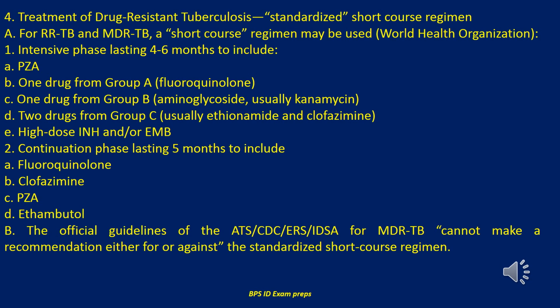E. High-dose INH and/or EMB. 2. The continuation phase lasting 5 months to include A. fluoroquinolone, B. clofazimine, C. PZA, and D. ethambutol. B. The official guidelines of the ATS, CDC, ERS, and IDSA for MDR-TB cannot make a recommendation either for or against the standardized short-course regimen.